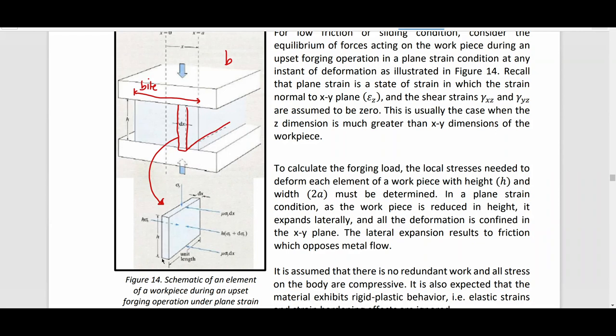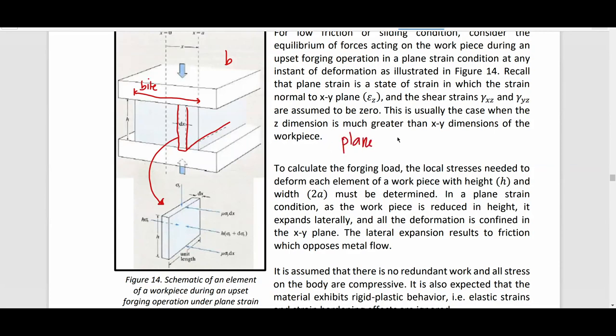Obviously the height here is the height of the metal that we are forging, represented by H. As for the length in this particular scenario, it doesn't really matter how long it is. In this sense, we are assuming what we call plane strain conditions.